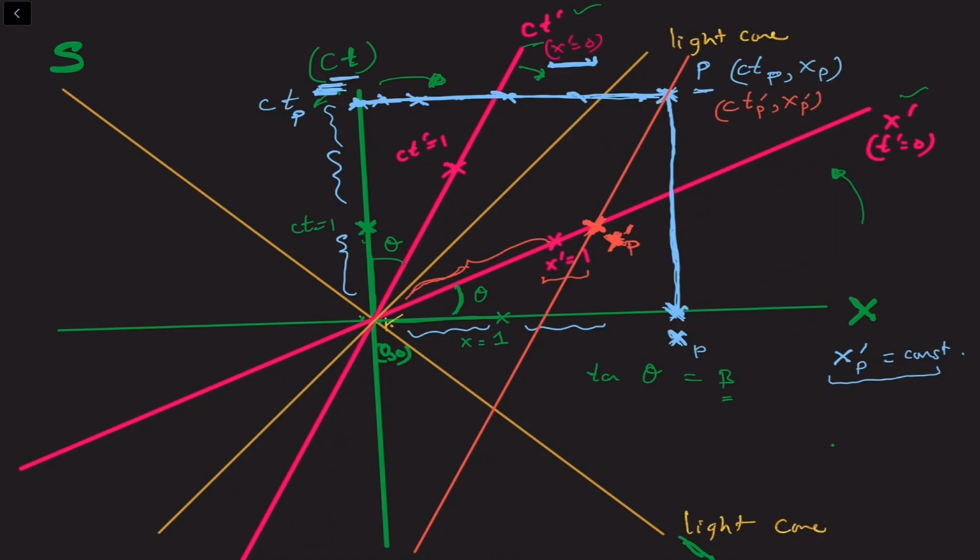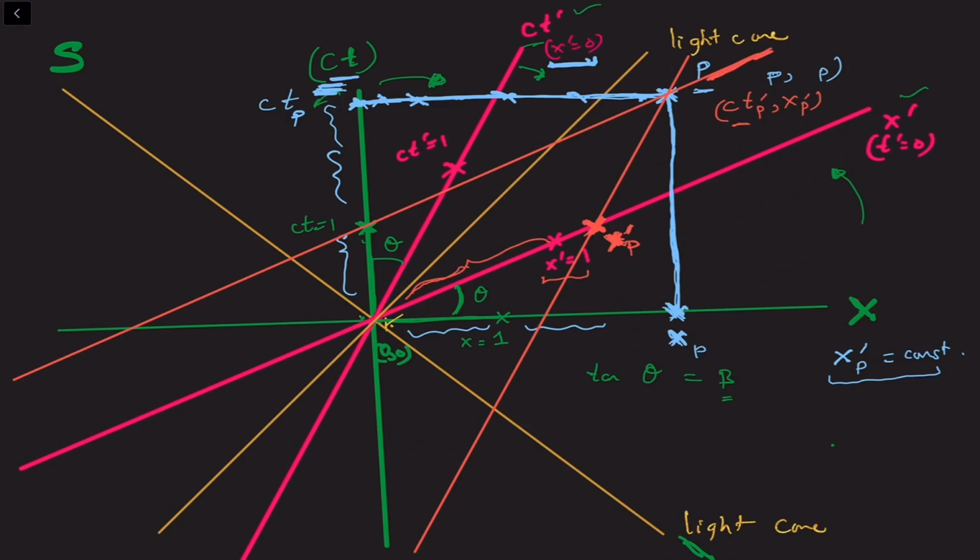Now similarly, we can find out the tp prime value. In this case, we would have to draw a parallel to the x prime axis passing through the point P. This would give us all points with tp prime equal to constant. So let's draw that. This line over here is a line which passes through the point P and is parallel to the x prime axis.